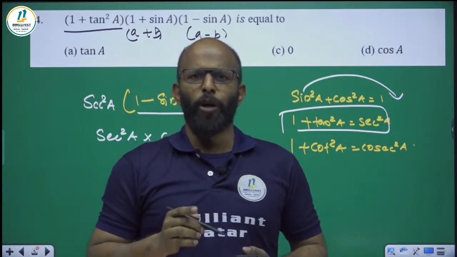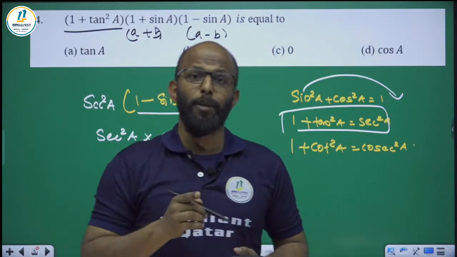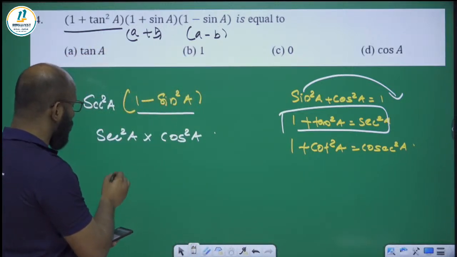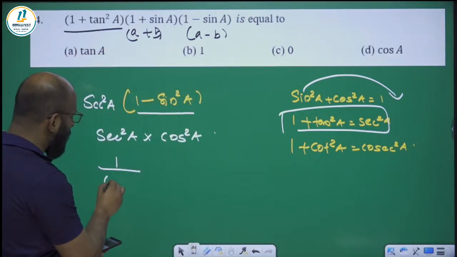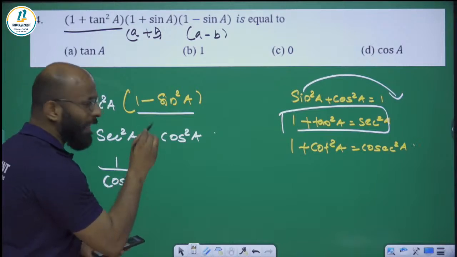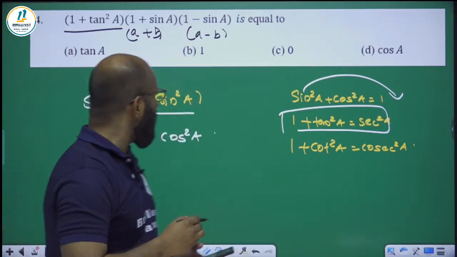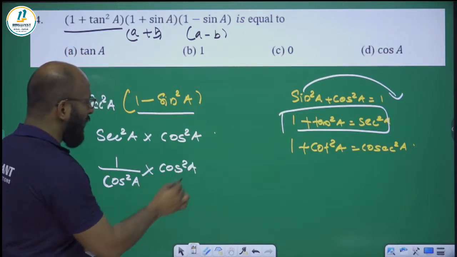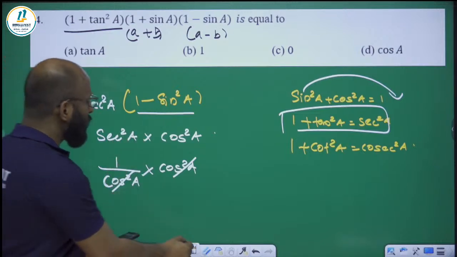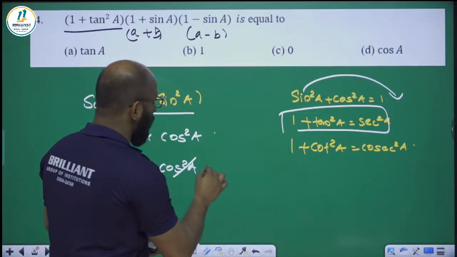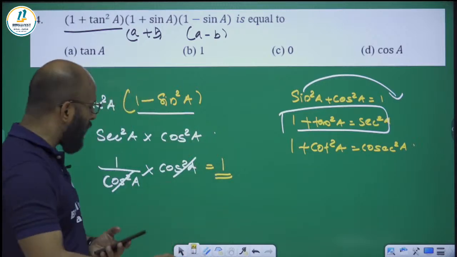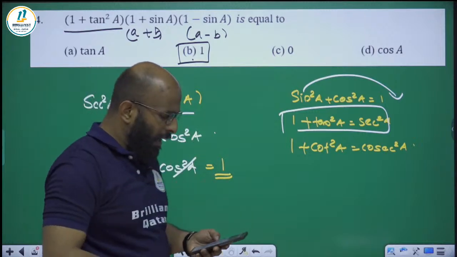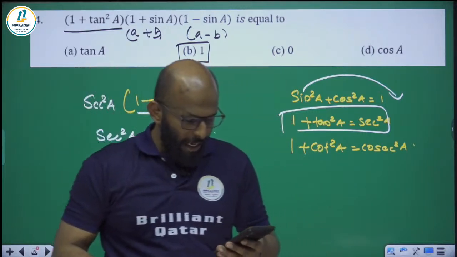Then tell me what is sec square? We know that sec is the reciprocal function of cos, right? So directly you can write the answer, but I am explaining one more step. Sec square a I can write as 1 by cos square a, and multiplied by sin square a into cos square a, the cos square a gets cancelled. So we'll get the answer as 1. So option B is the right answer.